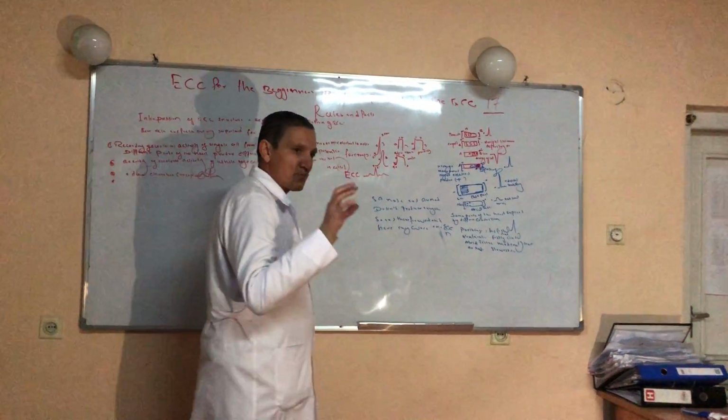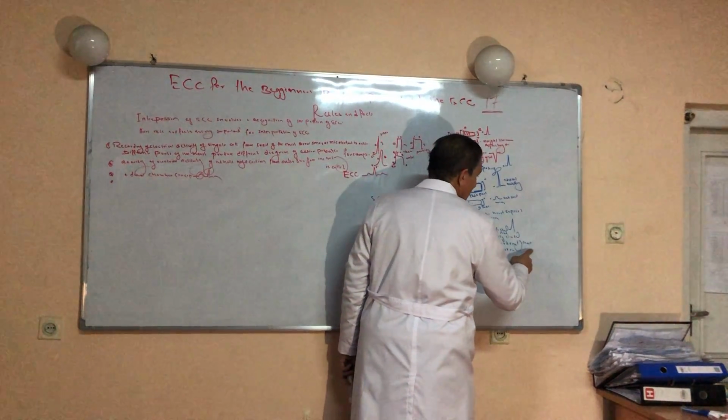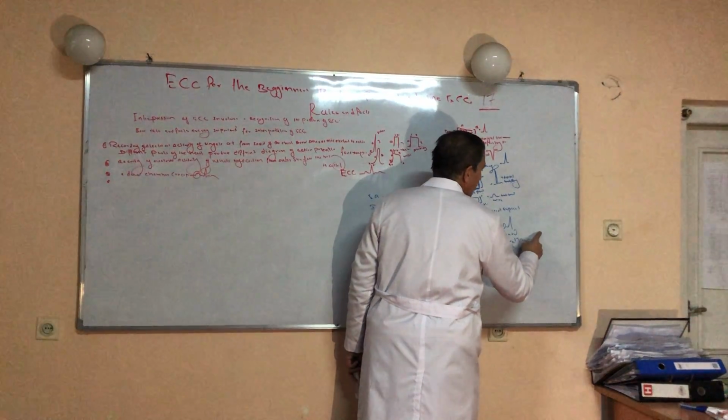Atrial tissue is supplied by a moderate conduction system, so it conducts the electrical impulse moderately. For example, the needle goes up slowly and comes down slowly.